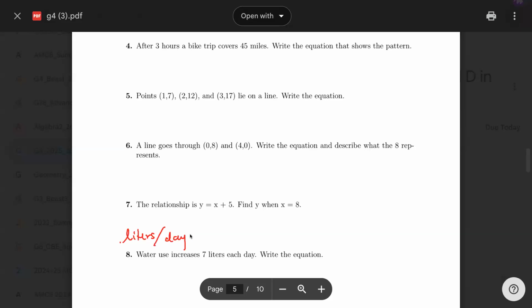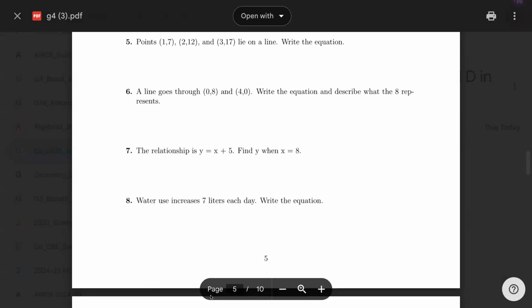Good job. Which is the input? Which is the output? Days is the input. Liters is the output. So first try to form a table between input and output. Then we can write the equation easily. Suppose if it is day 1... Miss Priya, can I go to the bathroom? Yeah, go ahead. So you're going to draw the table, write the x and y values. Then you can go to an equation.